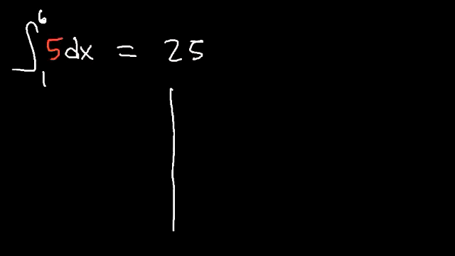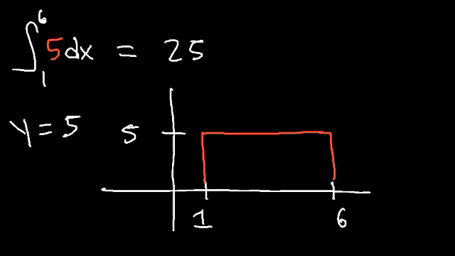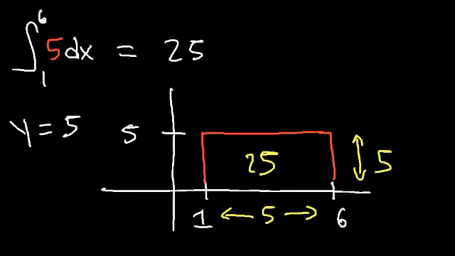So first, we need to graph the expression y is equal to 5, starting from 1 and stopping at 6. So this is basically a horizontal line, and we could turn it into a rectangle. The area of a rectangle is just the length times the width. The length is 5. The width is also 5. 5 times 5 is 25. So basically this is a square. It doesn't look like a square, but it's not drawn to scale.